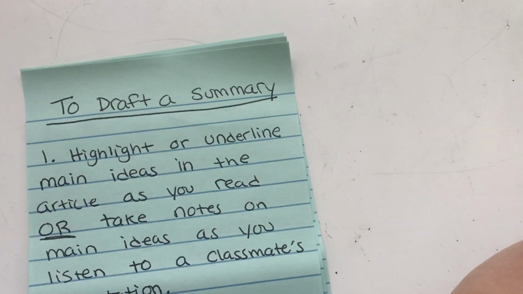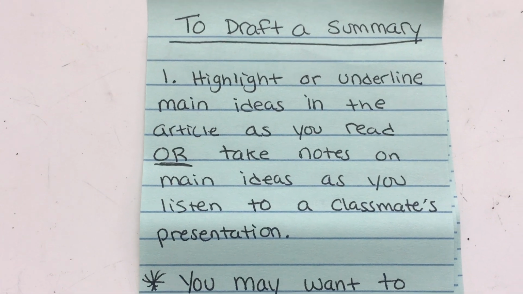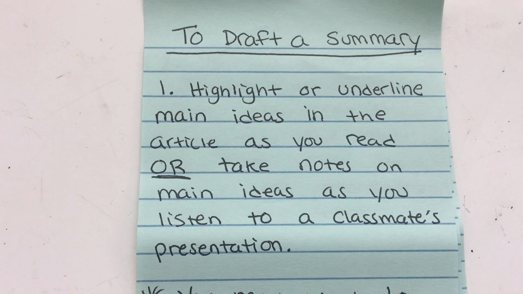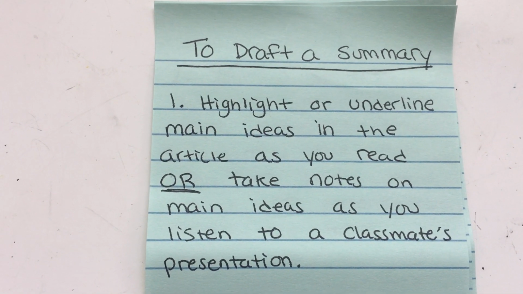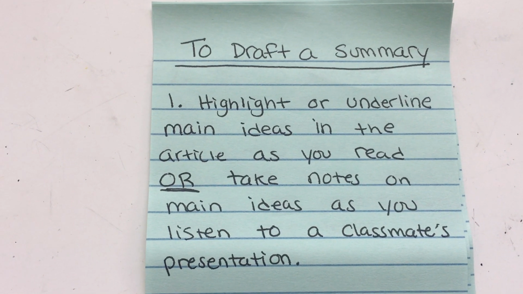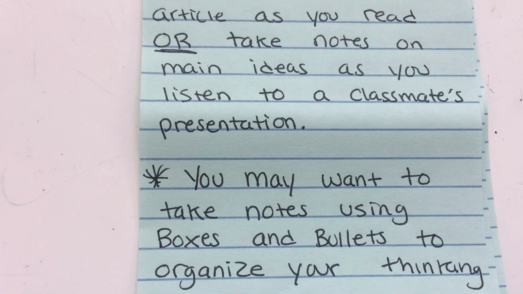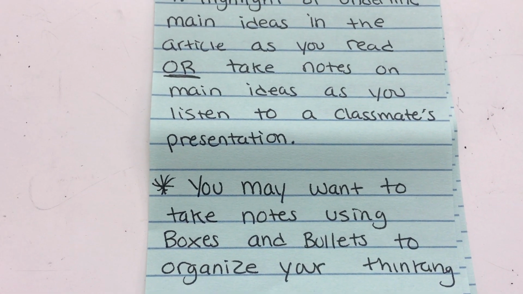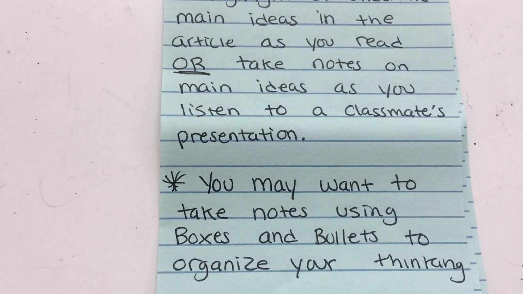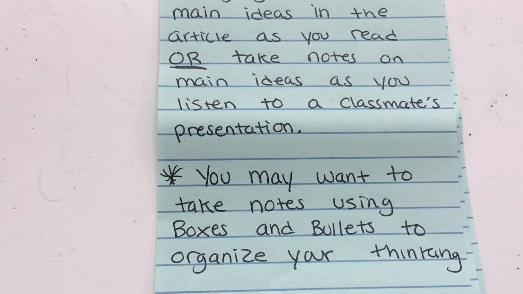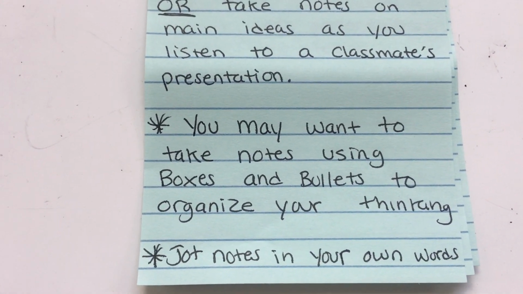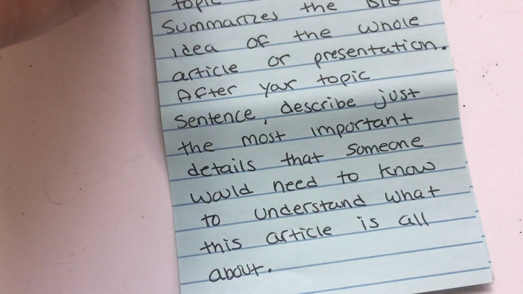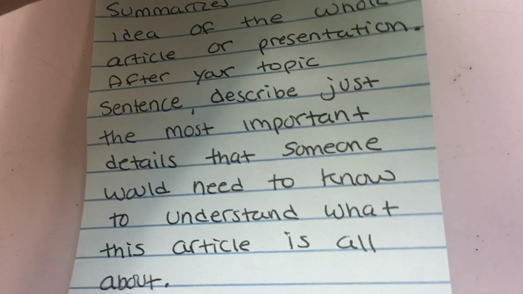When summarizing, it's important to start out by highlighting or underlining the main ideas in the article as you read. Or if you're listening to a presentation, you want to take notes on the main ideas as you listen to a classmate's presentation. Especially if you're taking notes on the presentation, you'll probably want to organize your notes using boxes and bullets like we've done earlier in the year, because that will help you think about the main idea and then other important details in the presentation. Be sure to jot the notes in your own words. That's very important so that later when you're writing your summary, it will also be in your own words.